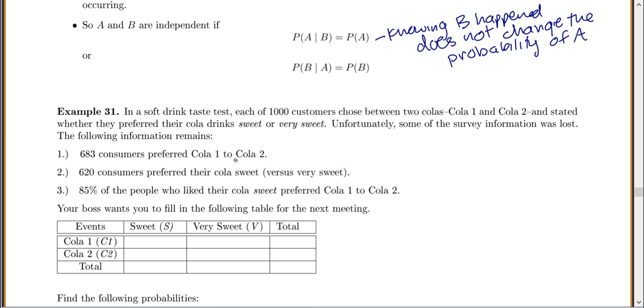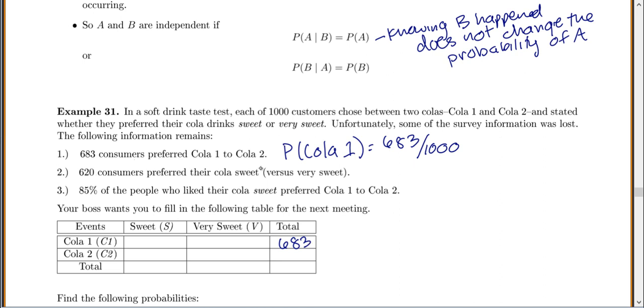So for this, you have to kind of go through and say, okay, this is the probability that they like Cola 1, is 683 out of a total of 1,000. And I have a nice little table for us to organize things. So for Cola 1, the total number of people that liked Cola 1 was 683.